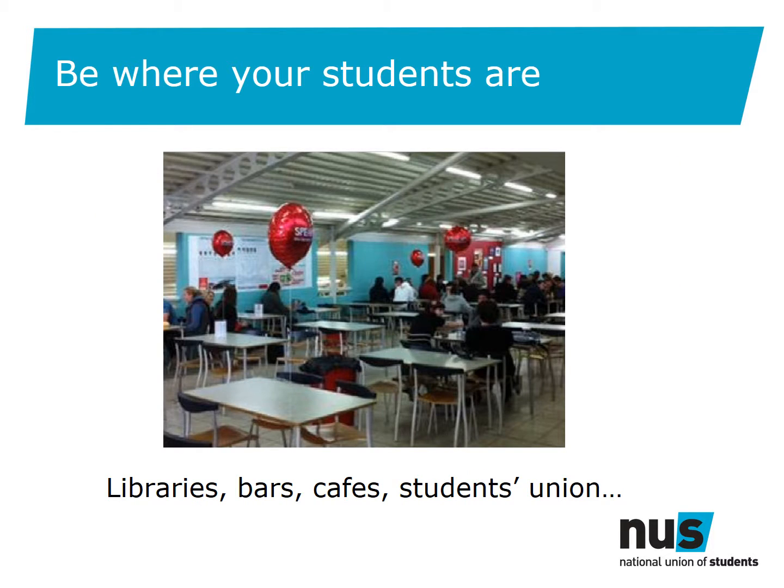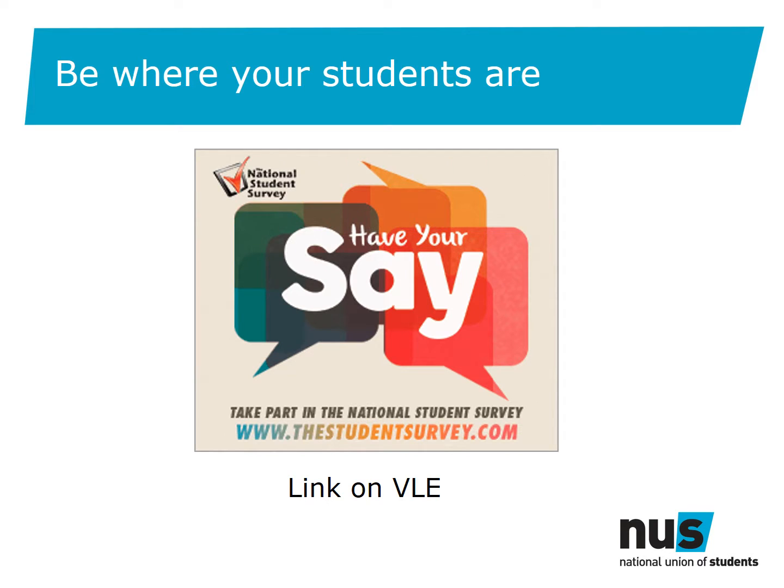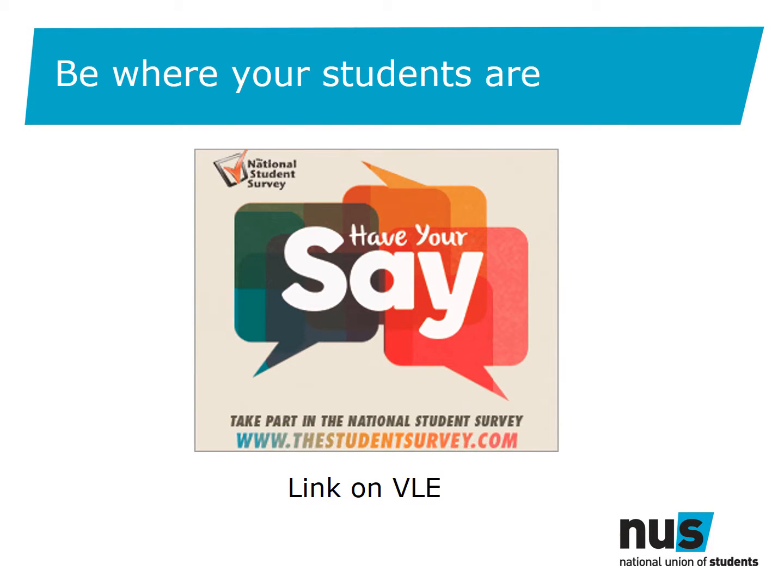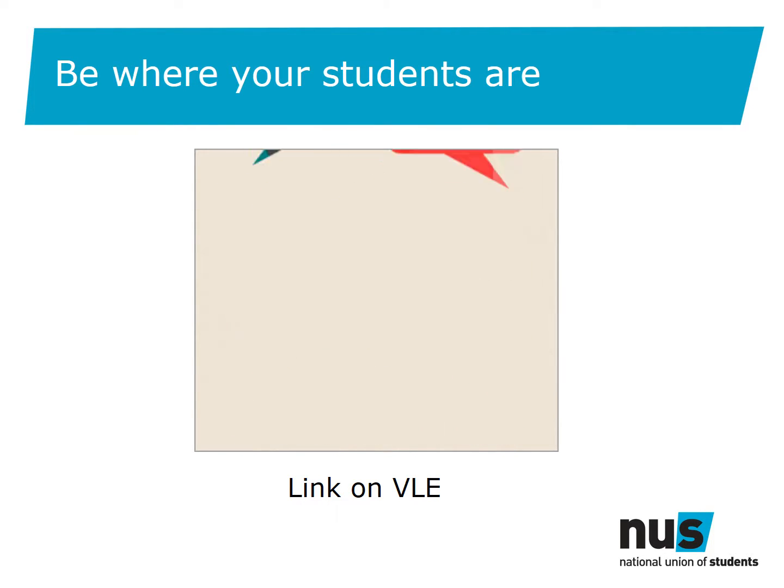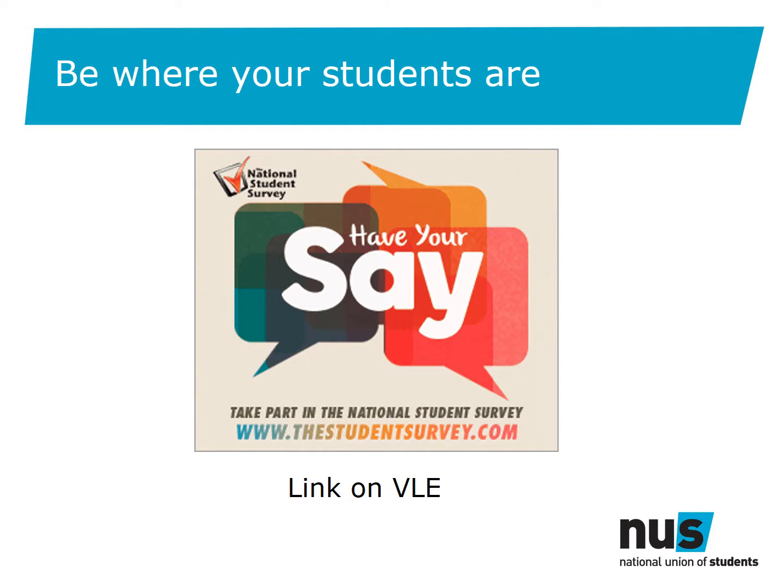Go to where students congregate socially. Try and be near to or in libraries, bars and cafes and have a strong presence in the Students' Union. You can also put a link to the survey on students' virtual learning environments or use the free Ipsos e-promotional materials to display e-banners on your website.